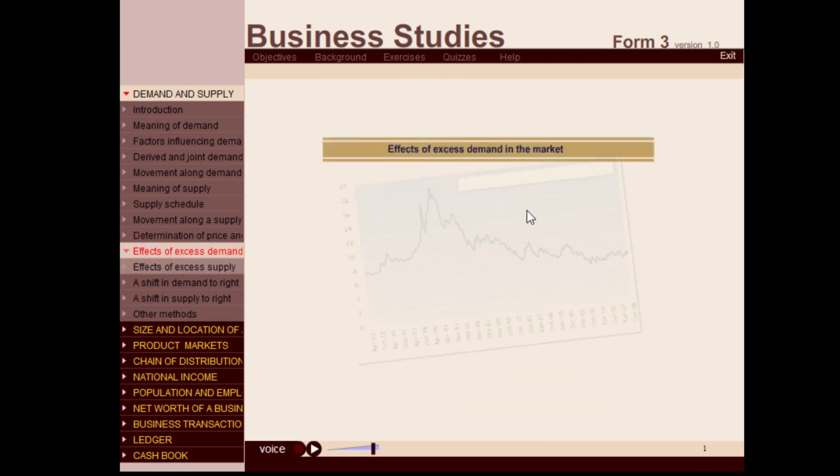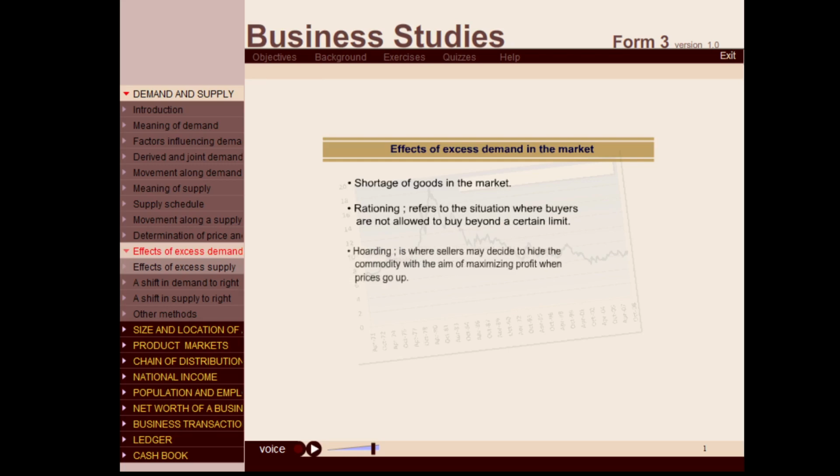Effects of excess demand in the market. Shortage of goods in the market. Rationing refers to the situation where buyers are not allowed to buy beyond a certain limit. Hoarding is where sellers may decide to hide the commodity with the aim of maximizing profit when prices go up. Queuing is where the buyers line at the point of sale.